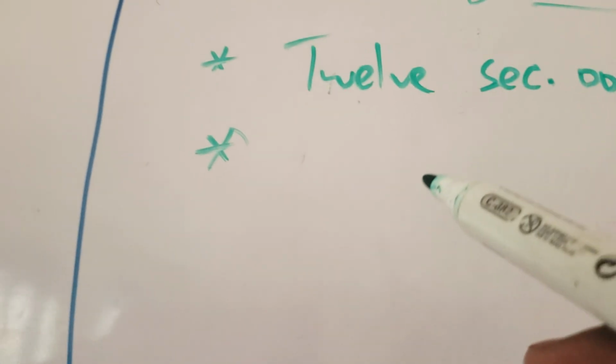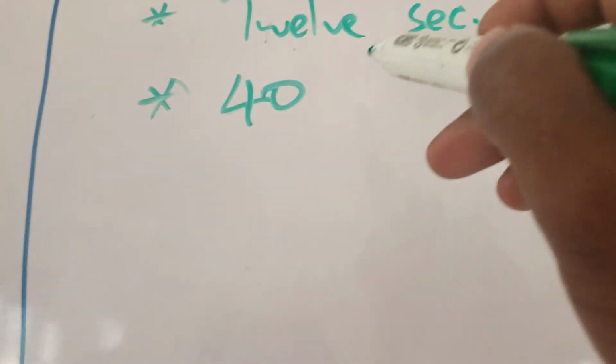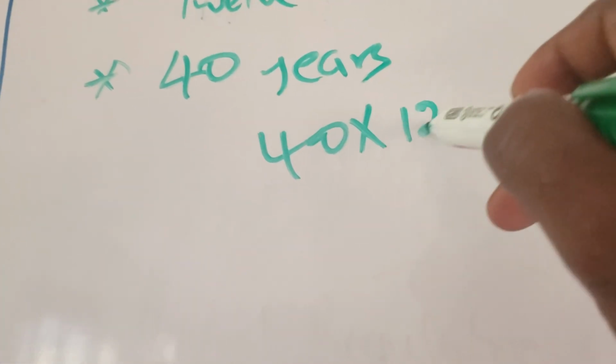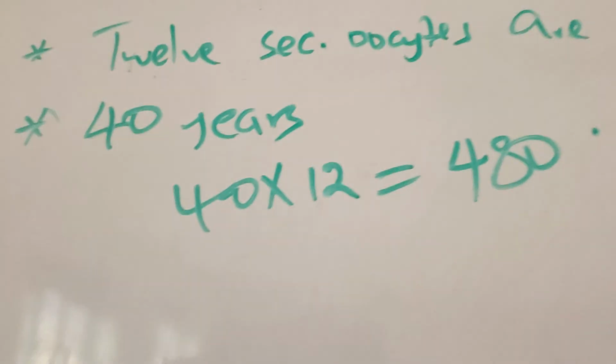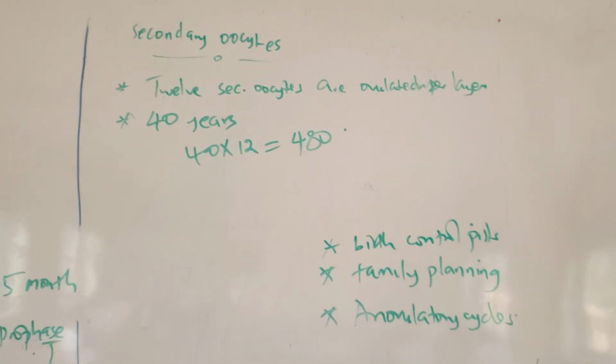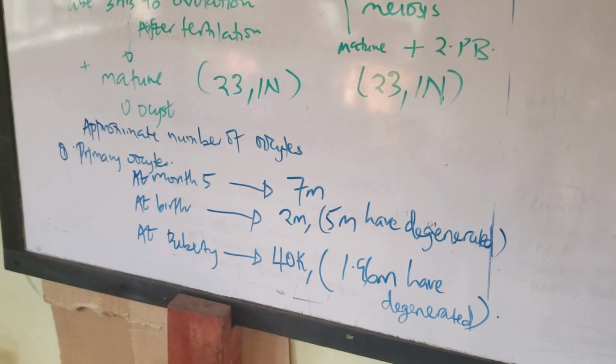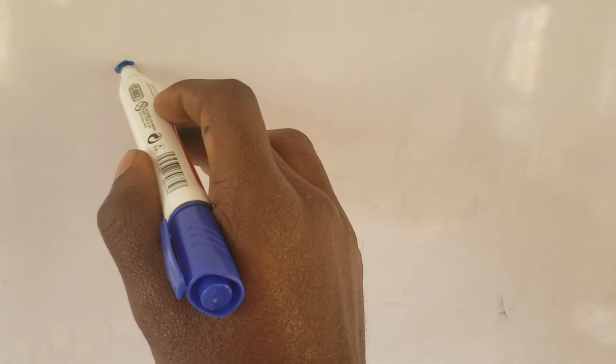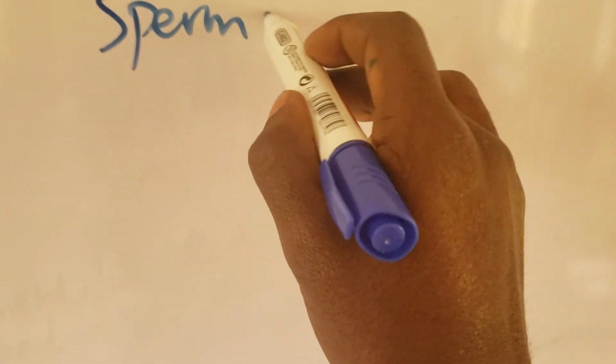So meaning in the reproductive years of a woman, and we tend to count 40, there are always 40 times 12. So that is a total of 480 secondary oocytes from 7 million primary oocytes at month 5. And let's look at the final process which is spermatogenesis.